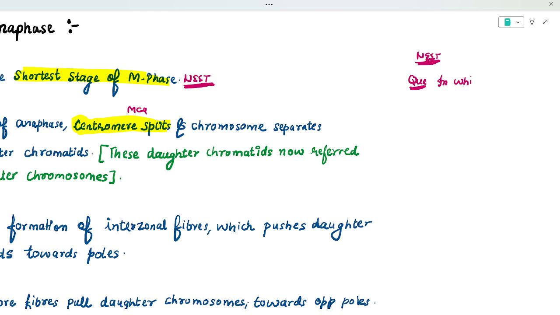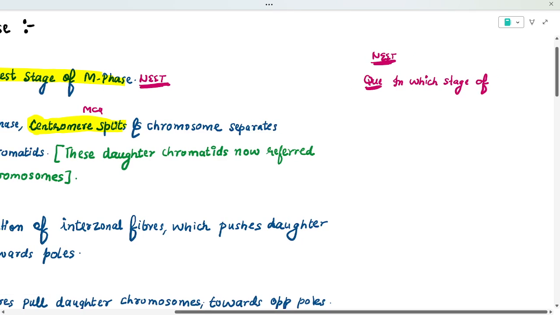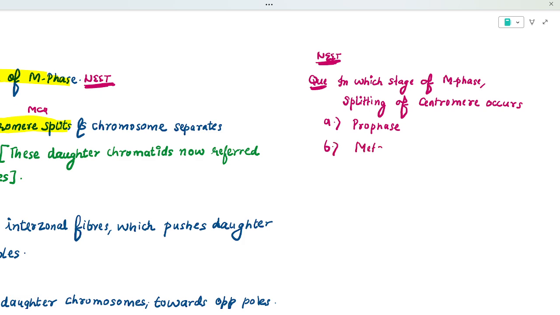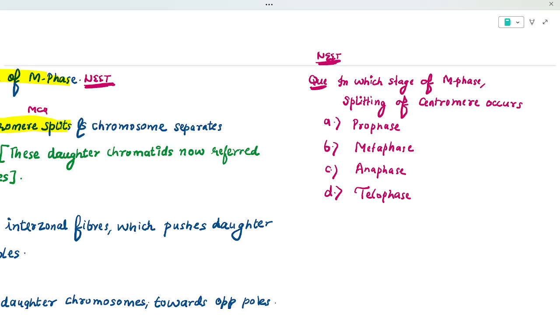In which phase or in which stage of mitosis does splitting of the centromere occur? Options: prophase, metaphase, anaphase, and telophase. What would be the right answer? That is anaphase.